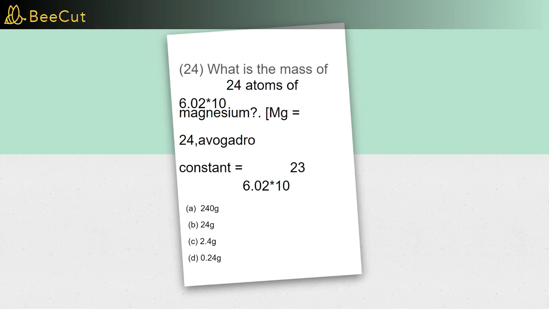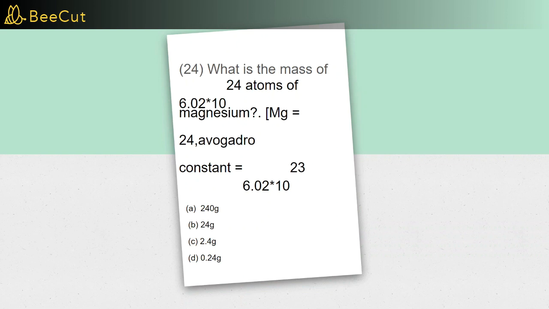Number 24 says, what is the mass of 6.02 times 10 raised to power 24 atoms of magnesium? Magnesium is equal to 24.